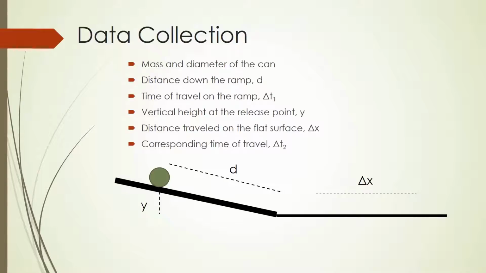The quantities to be measured include the mass and diameter of the can, the distance traveled down the ramp, d, the time of travel on the ramp, delta t1, the vertical height at the release point, y, the distance traveled on the flat surface, delta x, and the time corresponding to that distance, delta t2.